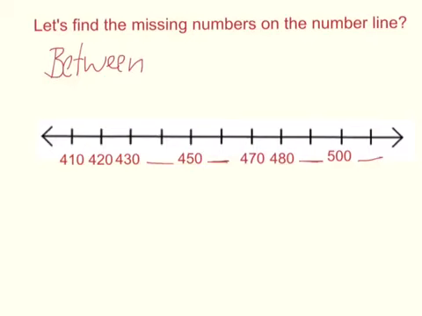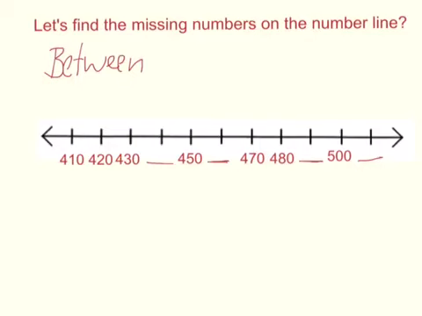So pretend that this number belonged to Mr. Graham, this one number will belong to Mr. Quinn. I want you to find the number between Mr. Graham and Mr. Quinn, and that is your number. So what is the number then that is between 430 and 450? Pause the video and work that out for me.